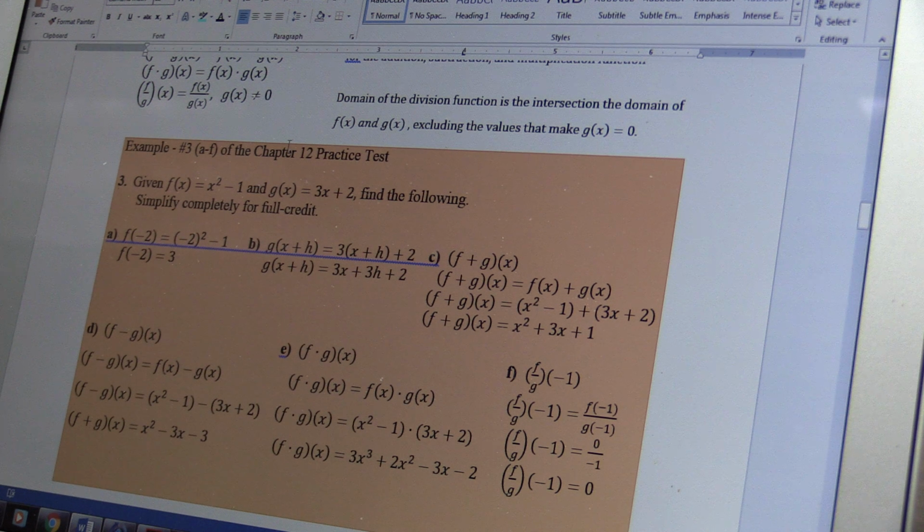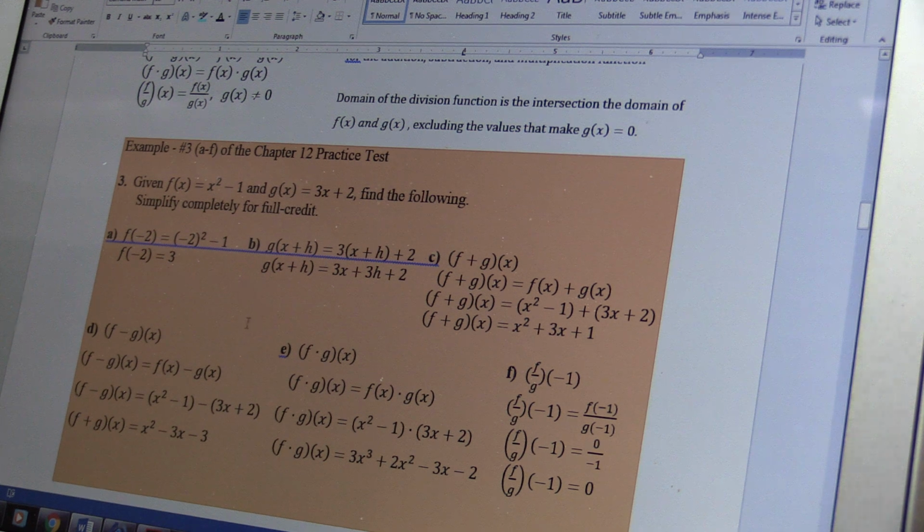So this is example number 3, A through F of the Chapter 12 practice test. If I'm given a couple of functions like f of x equals x squared minus 1 and g of x equals 3x plus 2, and I want to find the following, if I asked you to find f of negative 2, you just replace your x with negative 2. That's just checking function notation. So I plug in negative 2 and square it. Make sure you use parentheses around that because the x is being squared. So I end up with 4 minus 1, which is just going to be 3. So f of negative 2 is equal to 3.